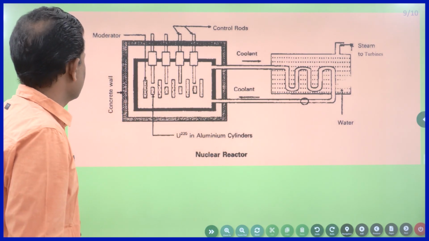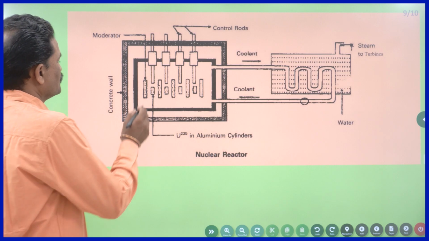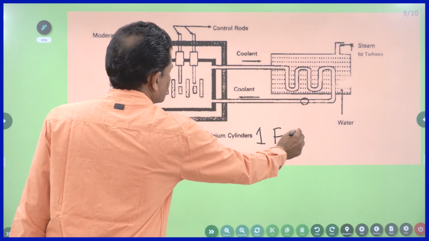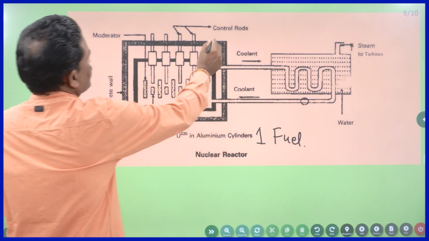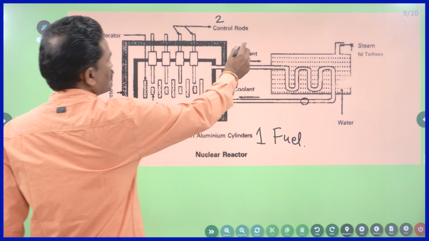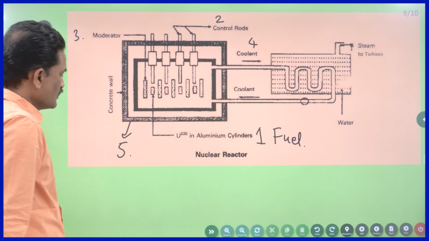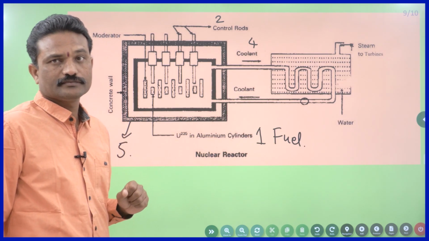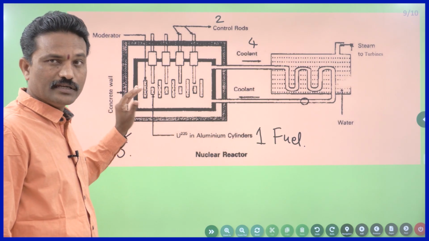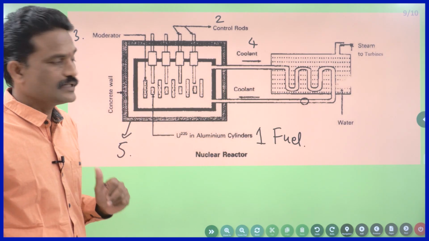You cannot understand. This is the simplified structure. Is this clear? A nuclear reactor mainly consists of 5 things. Number 1 is fuel. What is fuel? We will discuss. Number 2 is control rods. Number 3, moderator. Number 4, coolant. Number 5, concrete wall or what you call radiation shield. So, these are the 5 things. If you write 5 lines under each heading, you will be given 8 marks. Is this clear? Right.